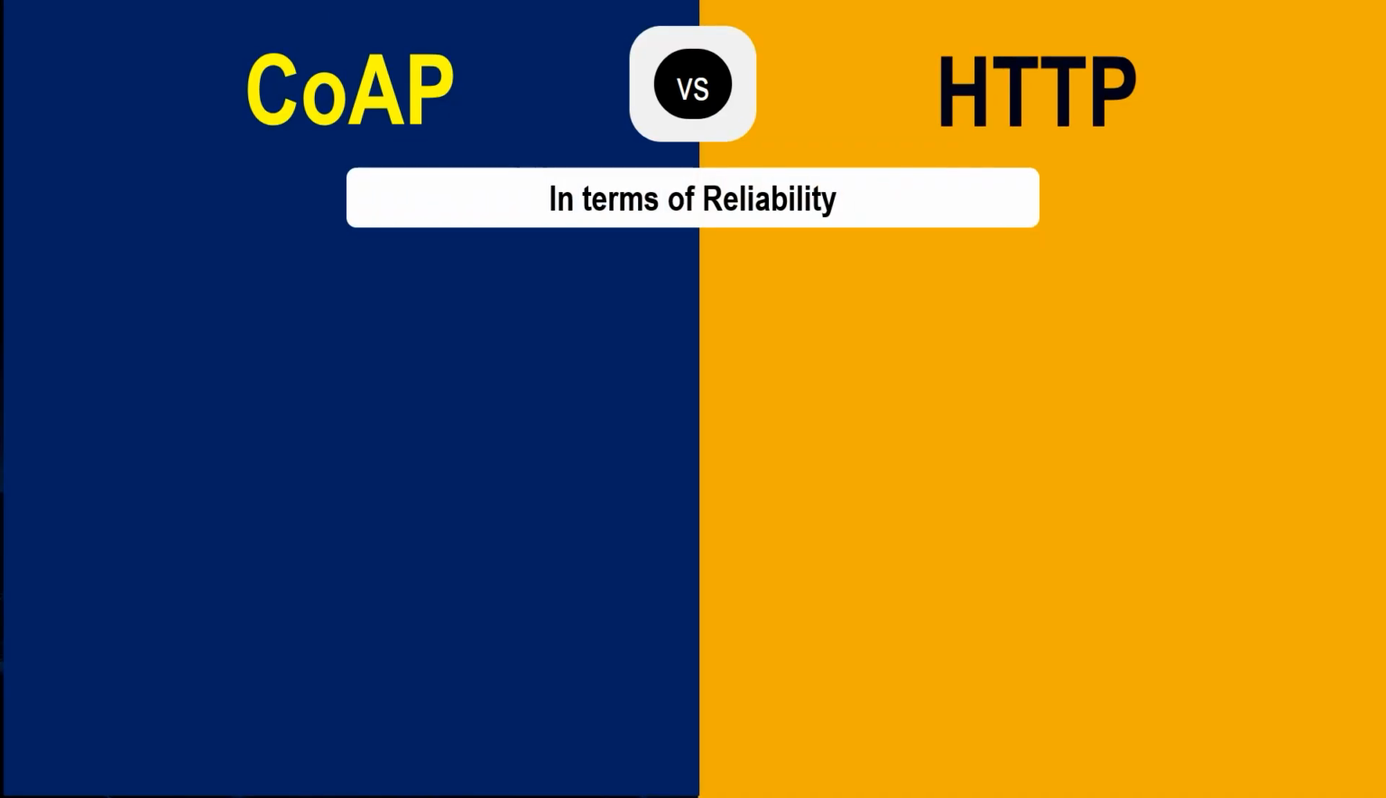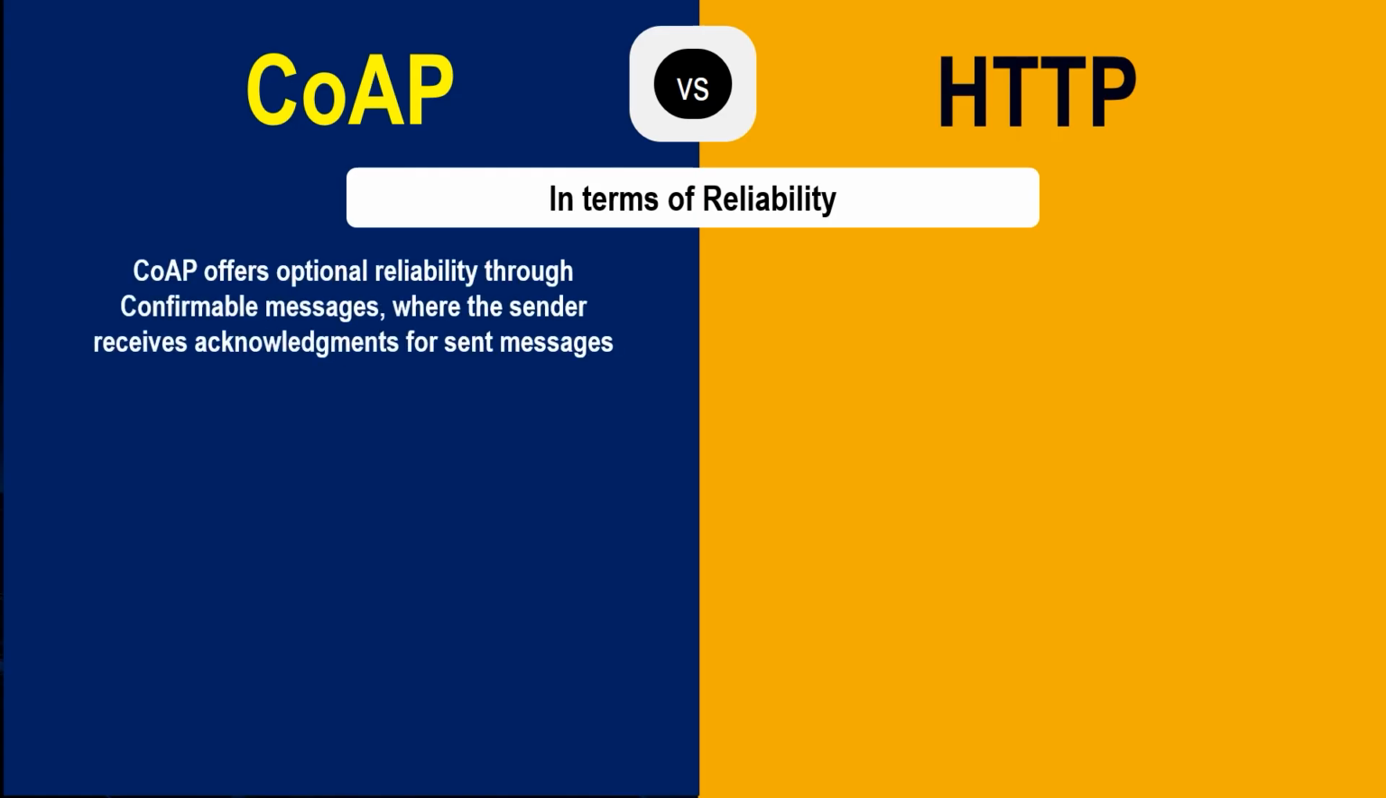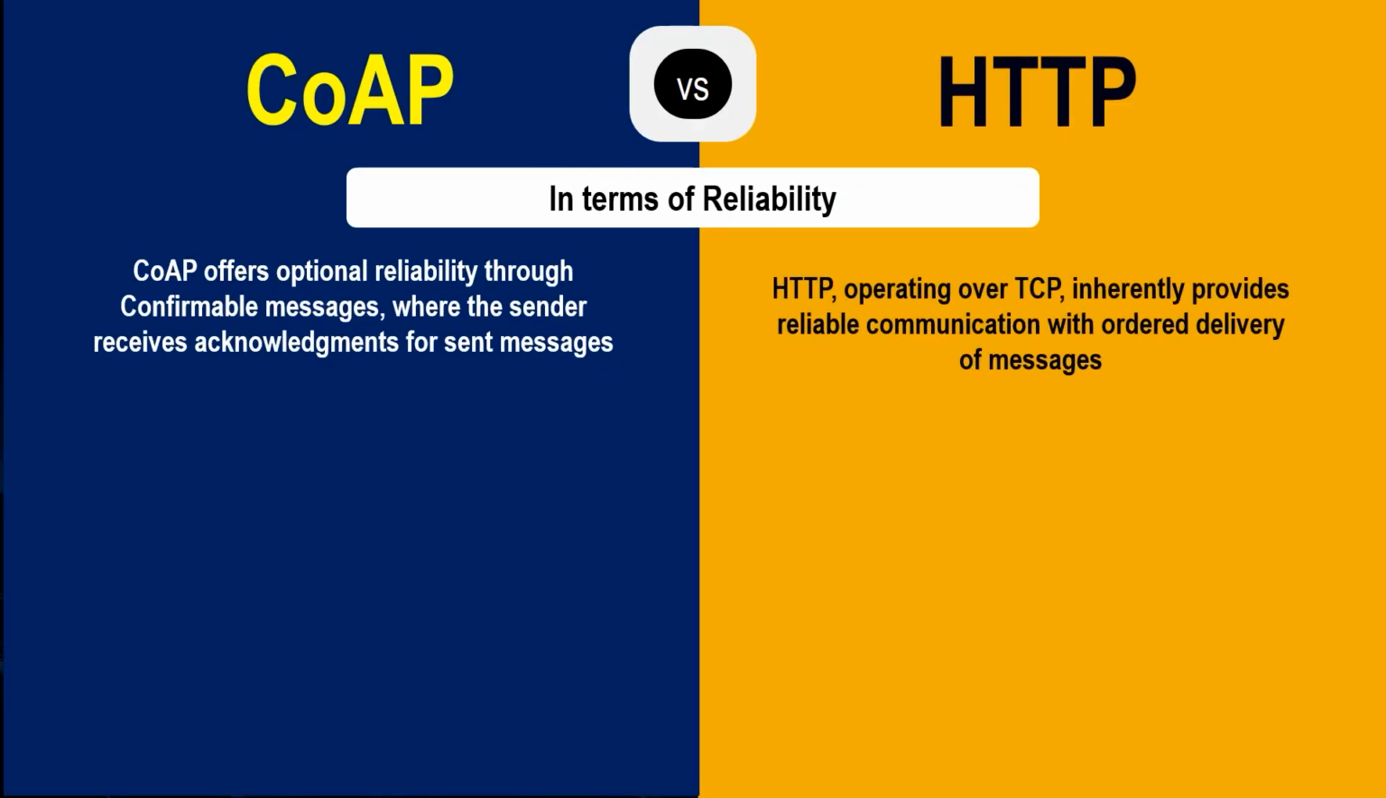While HTTP provides more features and flexibility, its overhead and connection oriented nature can be less efficient for IoT devices and constrained networks. In terms of reliability, CoAP offers optional reliability through confirmable messages where the sender receives acknowledgements for the sent messages. HTTP operating over TCP inherently provides reliable communication with ordered delivery of messages.